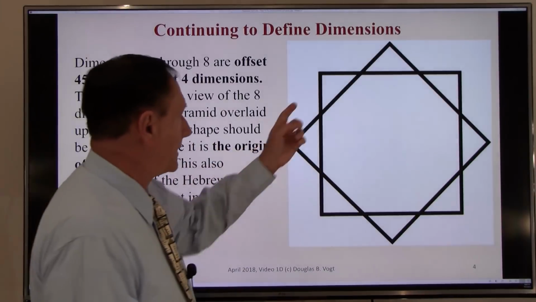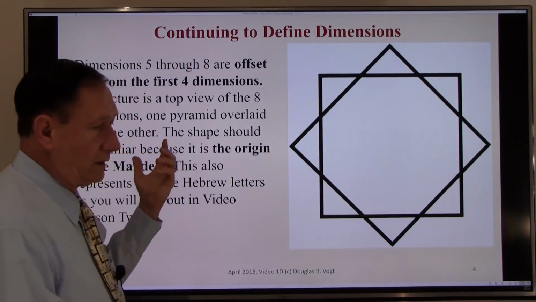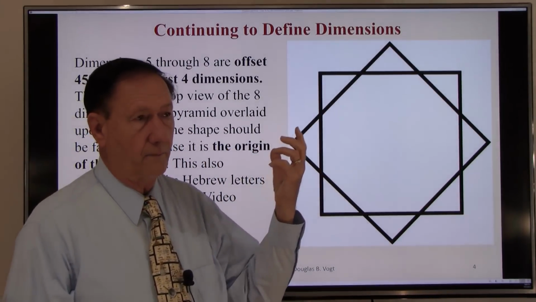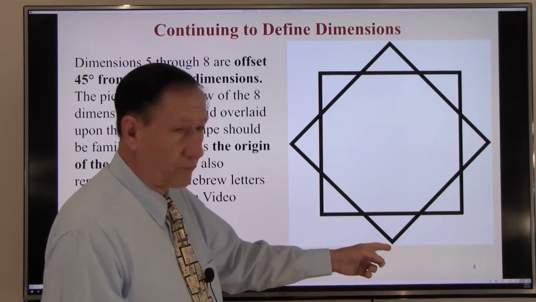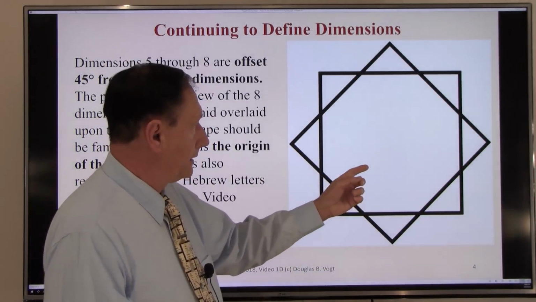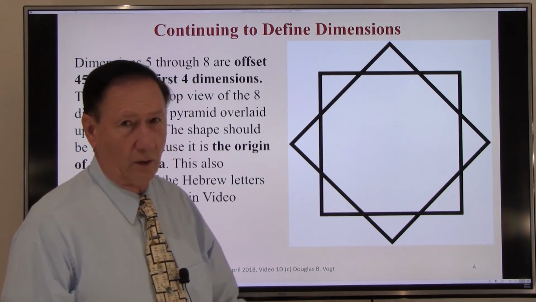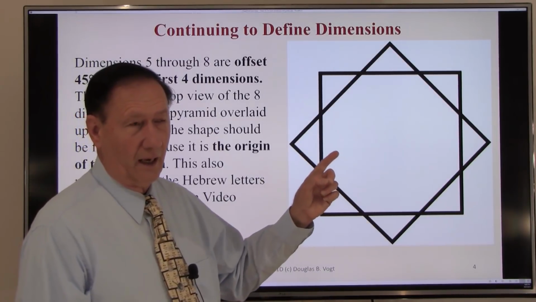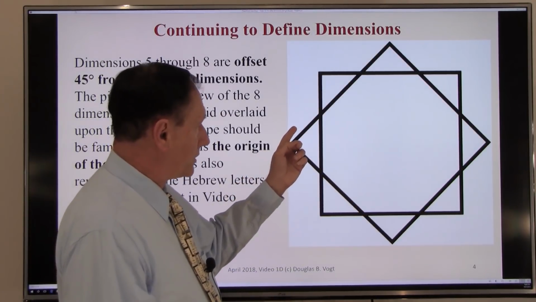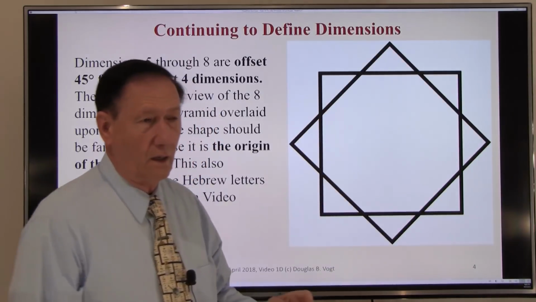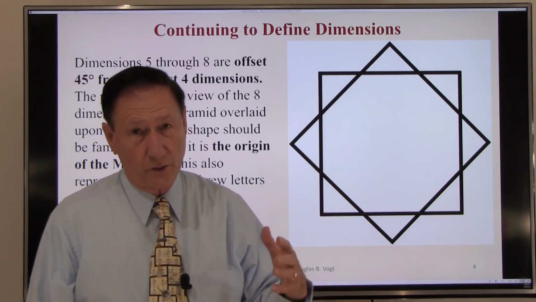So, if you took the first 4 dimensions, let's say this is first, second, third, fourth dimension, and you superimposed the other 4 dimensions, carrier waves, on it, you'd have 2 pyramids, this one offset by 45 degrees. Yes, this is the origin of the mandala. It shows up in the Far East, the Middle East, and all over. And this also represents 8 of the Hebrew letters. The dimensions 5 through 8, or sides 5 through 8, are the least used letters in the Torah, for, I think, a reason I'll explain in video series 2.